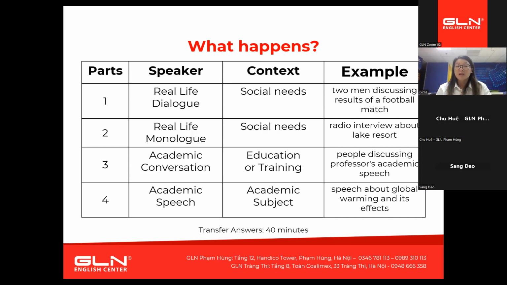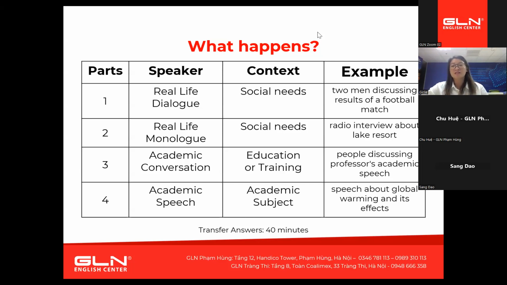So in this part of the test, there is one speaker, so it's a little more difficult than the first part. Remember also that in every part of the listening test, there are 10 questions in each part, okay? And let's have now the third part, okay?